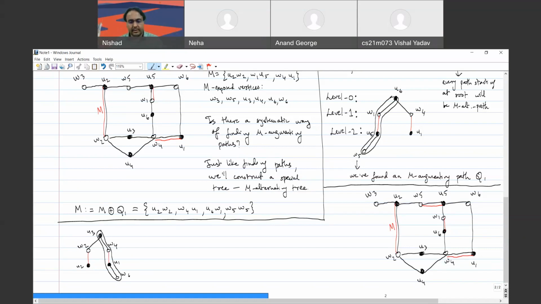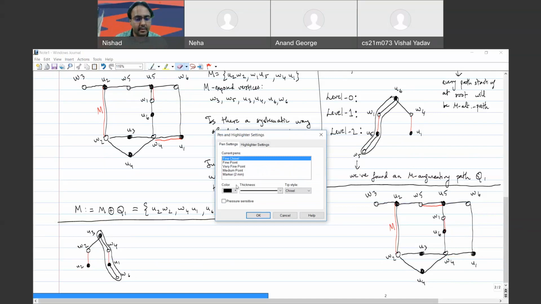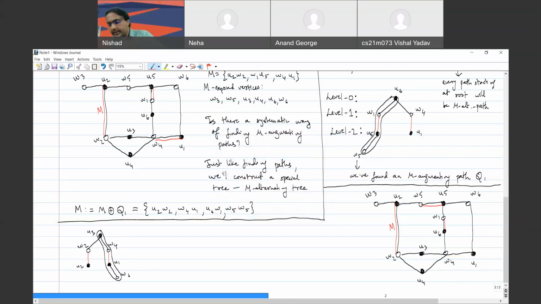So let's just finish the whole thing. All right, so now our new matching, and I'm going to just make changes here in this drawing. All right, so we are throwing away W4 U1, and we are including two other edges in its place. And those are U1 W6 and U3 W4.